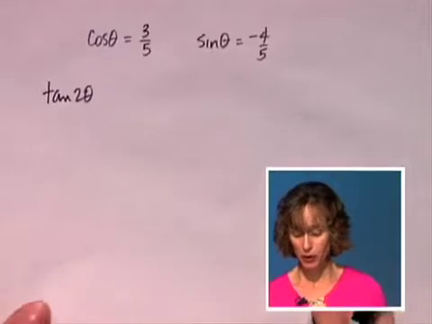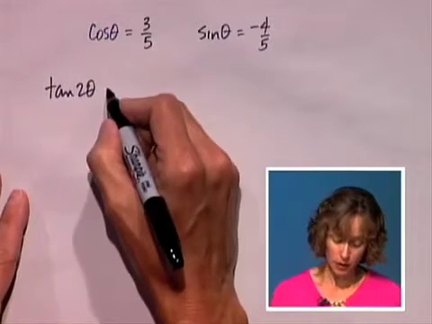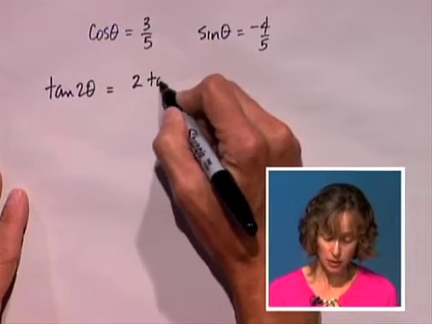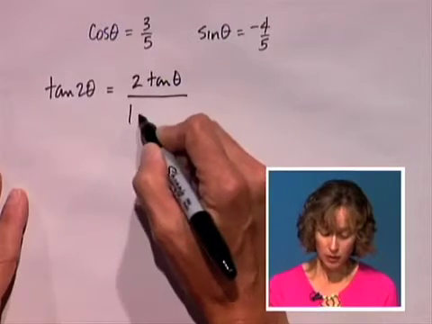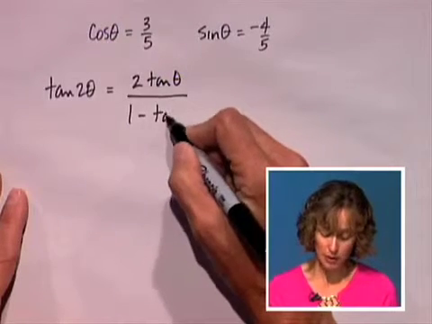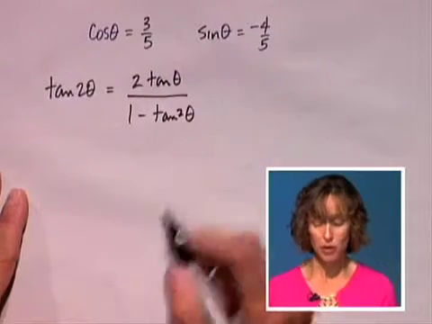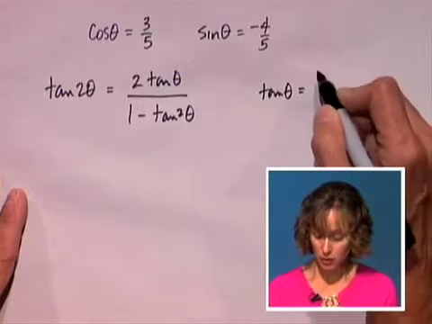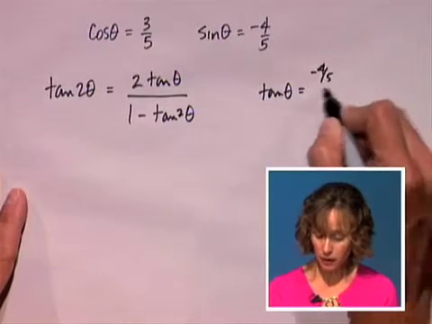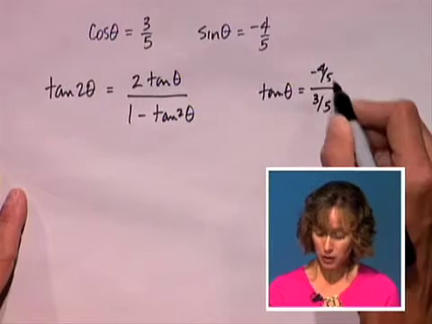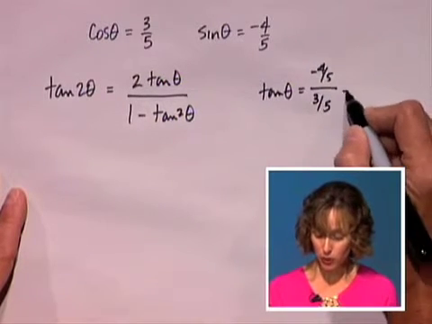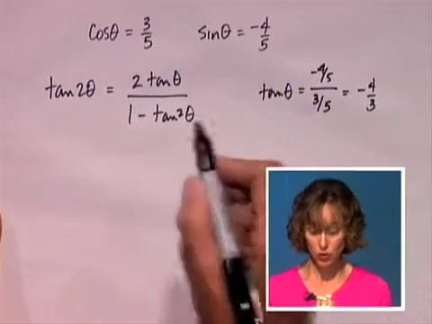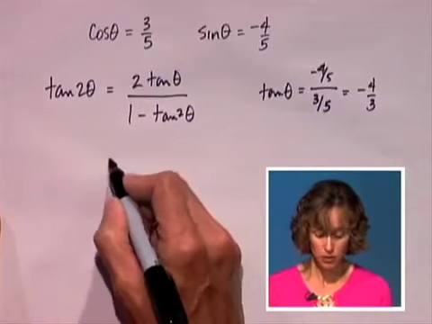Let's do one more part here. Let's find the tangent of 2 theta. Now the tangent double angle identity is that we take 2 tangent of theta and divide it by 1 minus tangent squared of theta. But I have cosine and sine, so we need to take a minute to find tangent of theta by taking sine and dividing it by cosine. When we divide those, if we multiply by the reciprocal of the denominator, we end up with negative 4/3. And so there's a value that I can use for tangent theta to find the tangent of 2 theta.